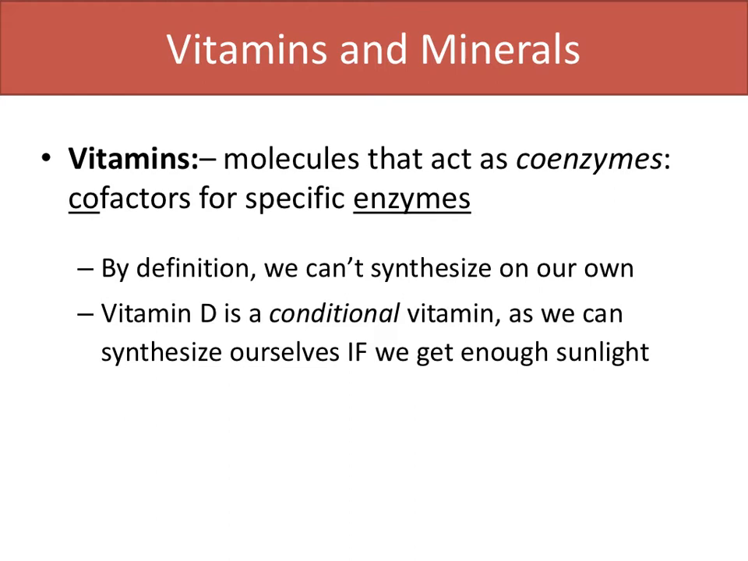We can't get vitamins on our own. We have to find them in our food, except for vitamin D. You can get vitamin D by going out in the sunshine, and then our bodies actually produce vitamin D. So vitamin D is a conditional vitamin, just because we can synthesize some of it. If you're in a place where there isn't much sunlight, you're probably going to be deficient in vitamin D.